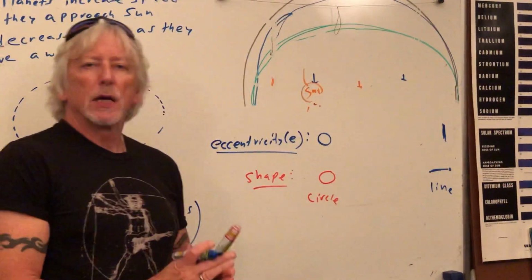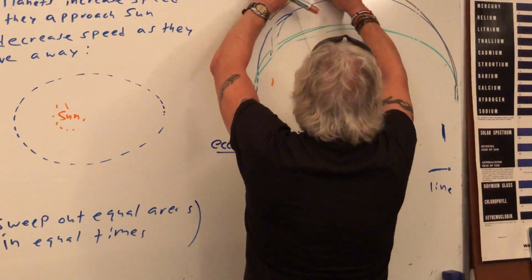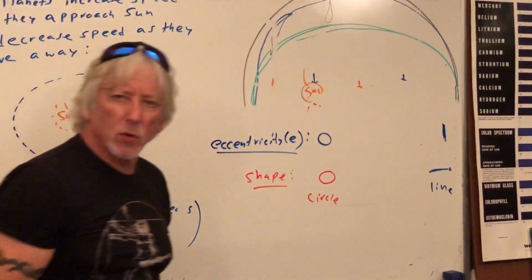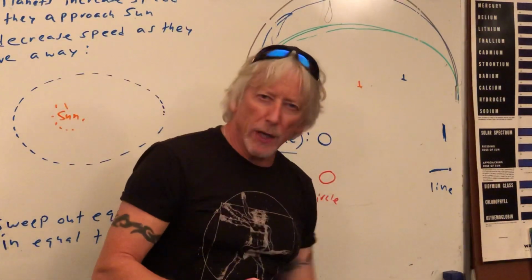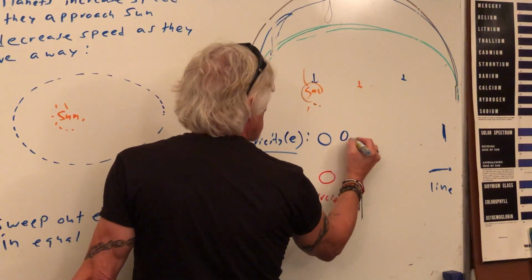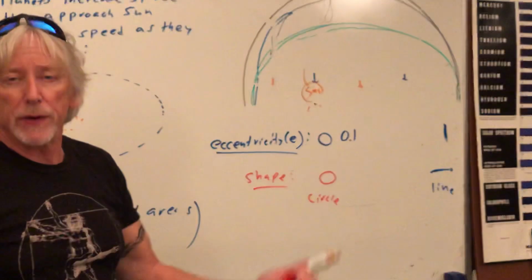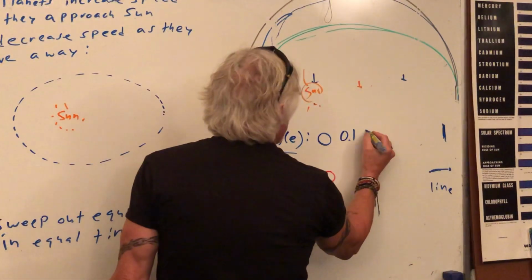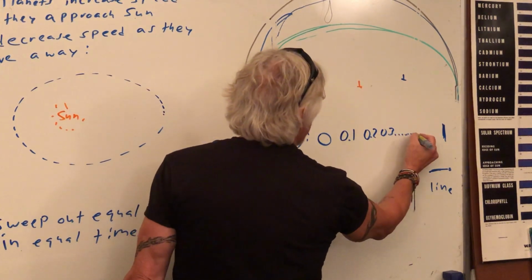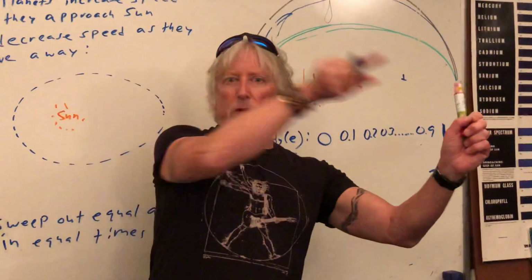So anything else, as I go from circle to more and more stretched out, is given a number, mathematically, you don't have to worry about that, between 0 and 1. So let's use decimals. 0.1 is almost a circle, right? In fact, if you draw that, you'd say, oh, nice circle. 0.2, 0.3, oh, I'm not leaving myself room, 0.9. If it's 0.9, it's going to be really stretched out, right?